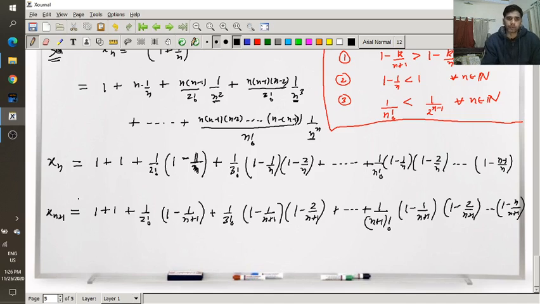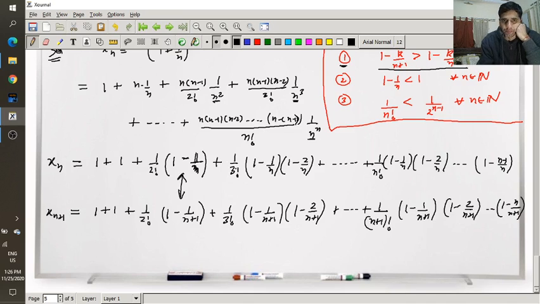Now I need to observe this carefully. I want to check whether xn plus 1 is greater or xn is greater. Right? So please observe this carefully. The first term is the same, the second term is the same, the third terms are 1 minus 1 upon n and 1 minus 1 upon n plus 1. Can you see which term is greater out of these two? I am using the first result: 1 minus k upon n plus 1 is greater than 1 minus k by n. Please observe it from here.